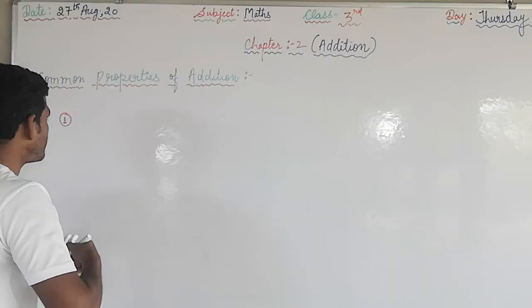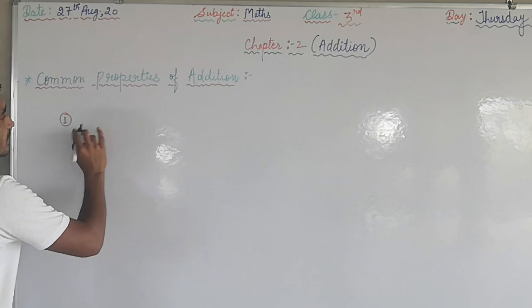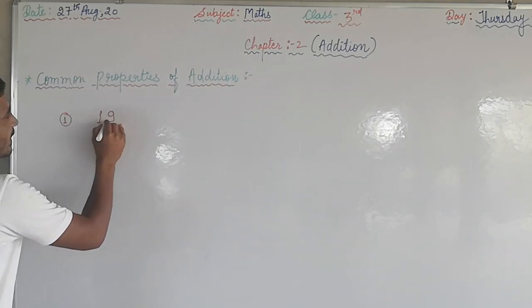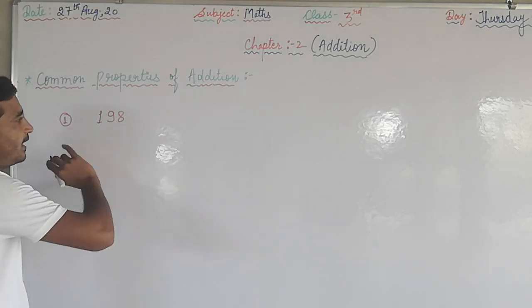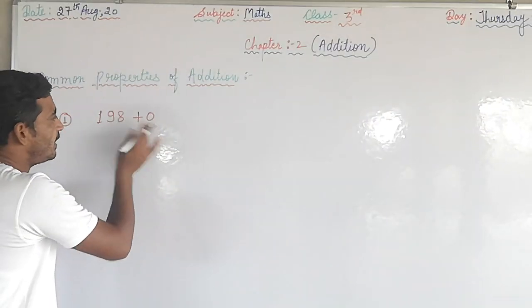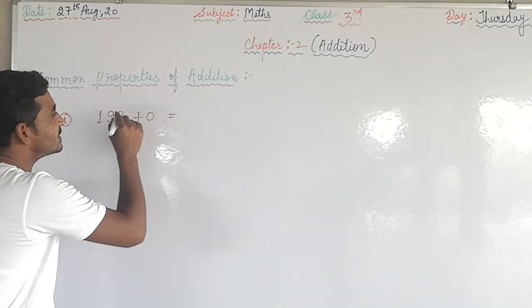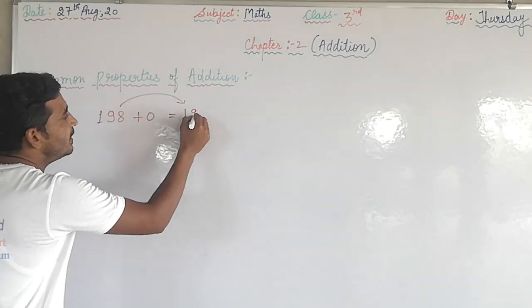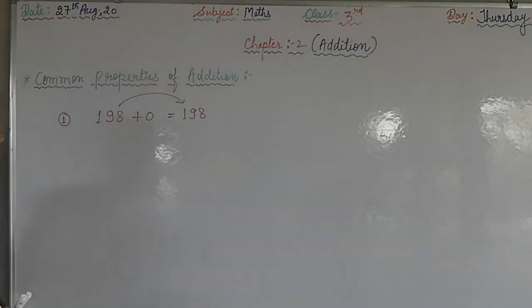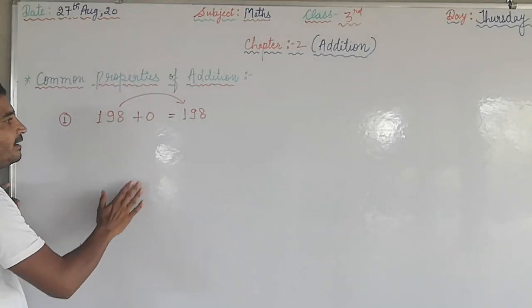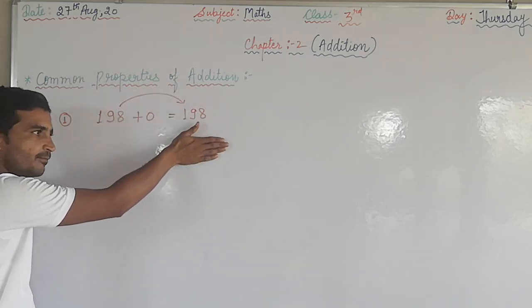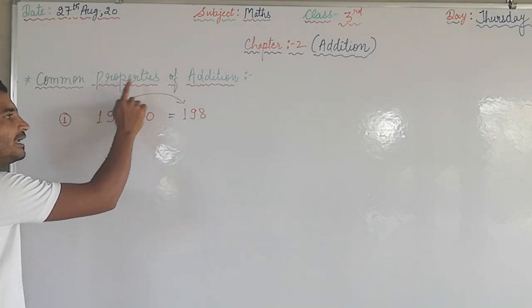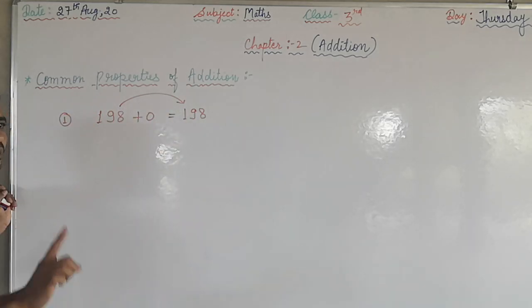Meaning, देखिए बेटा, see here the meaning. Suppose the number is 198. Okay, the number is 198, and if we add 0 to the number, then we get the same number. So the property is that if we add 0 to any number, the result is the number itself. Means result है वो हमारा same number ही मिलेगा. This is the first property of addition.